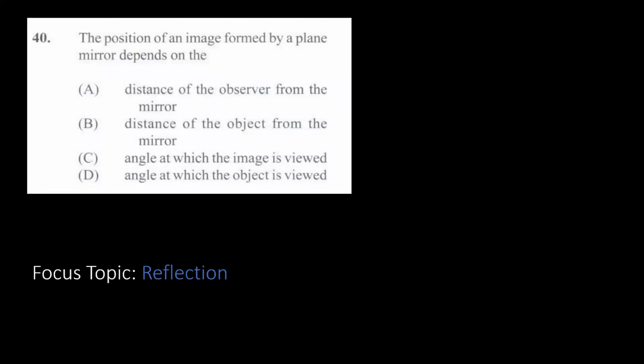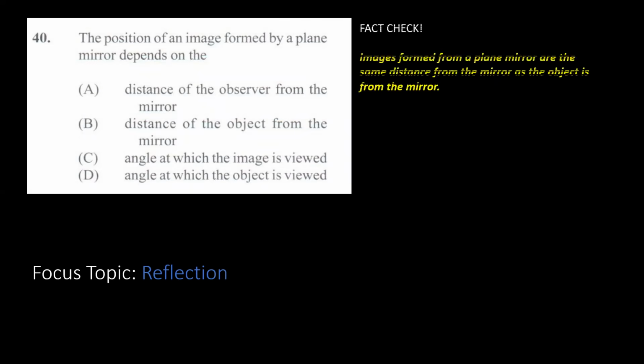Number 40, the position of an image formed by a plane mirror depends on, and we are given some options there. Now, based on the properties of images formed from a plane mirror, you should be able to recall that the image distance from the mirror is equal to the object's distance from the mirror. So our answer there would be B. So the position is based on the distance of the object from the mirror.